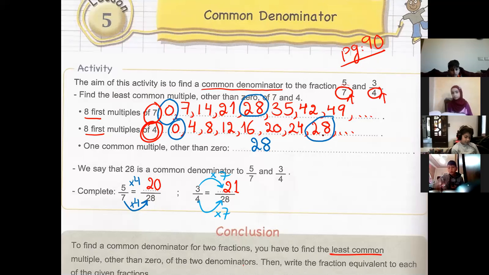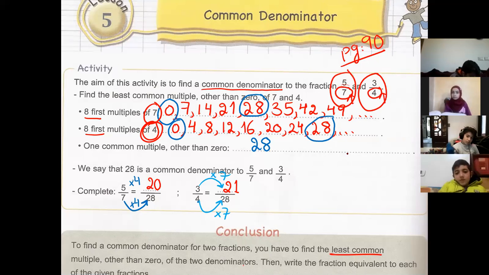Common multiple. Bravo. So when I say what can we say about 28 with respect to 7 and 4, it's a common multiple. But when I say what can we say about 28 with respect to the two fractions 5 over 7 and 3 over 4? Common denominator. Excellent. Common denominator.